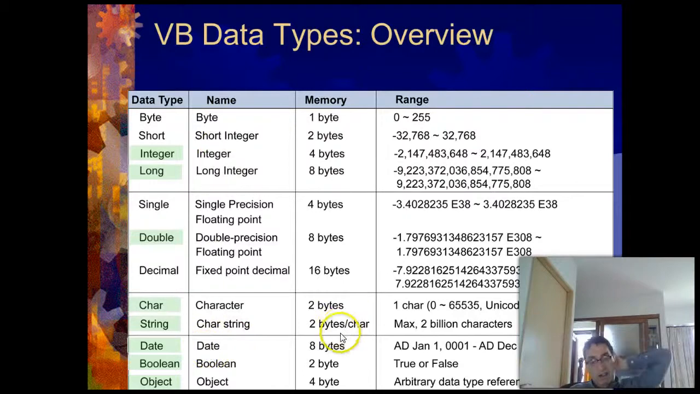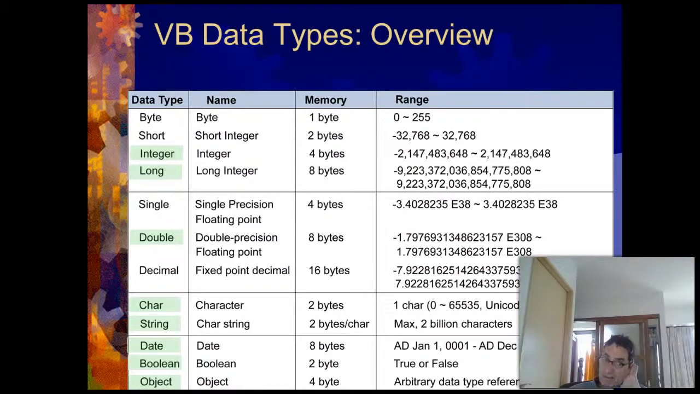Date uses 8 bytes, same as the double. And the dates that you're allowed to express are from January 1st, 2001. That's surprising, you can't go below that. Up to this year. And Boolean we said only requires 2 values. I don't know why they use 2 bytes for a Boolean. You could get away with 1 bit. This is 16 bits, so it seems like a waste, but I don't have the answer to that.